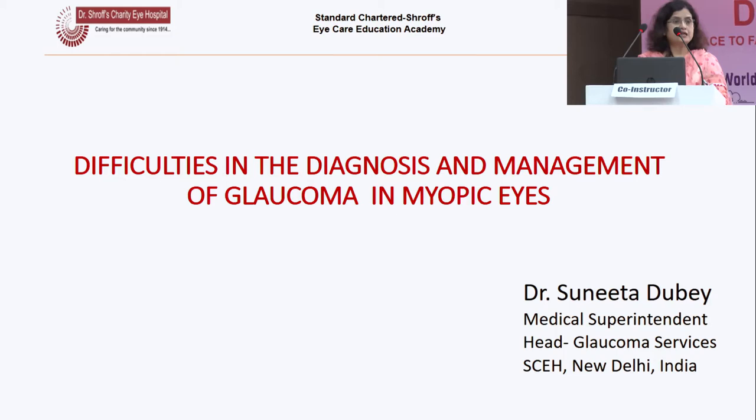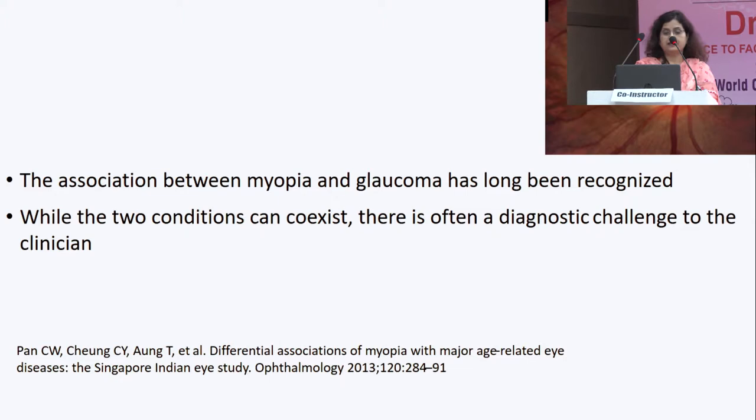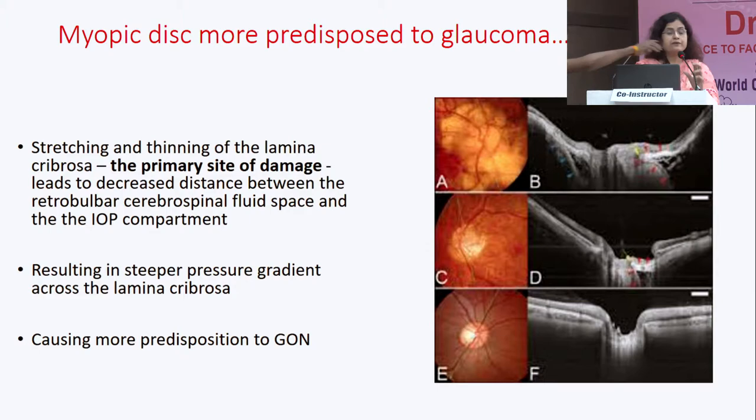So I'll be talking about difficulties in diagnosis and management of glaucoma in myopic eyes. We are all aware of the association between myopia and glaucoma. While the two conditions can coexist, there is often a diagnostic challenge. And why are myopic discs more predisposed to glaucoma?